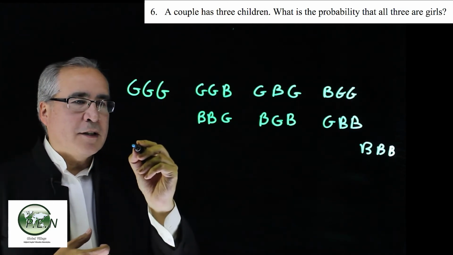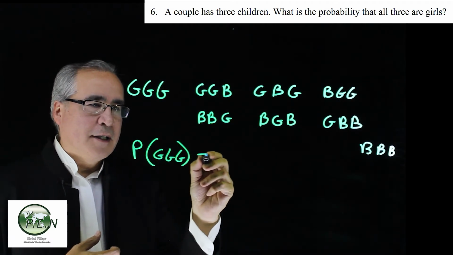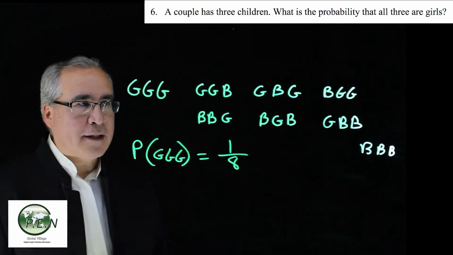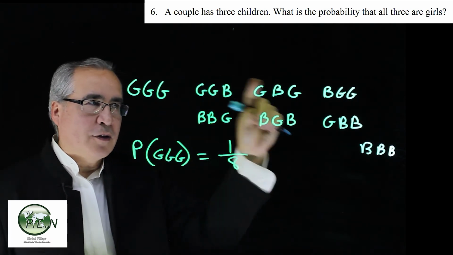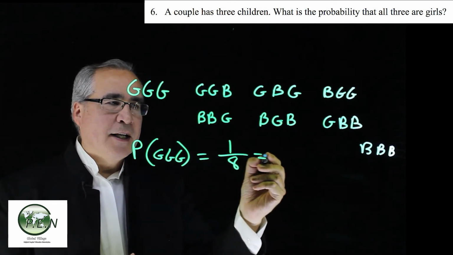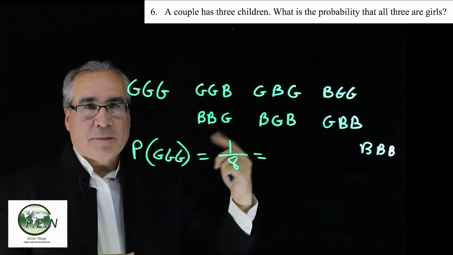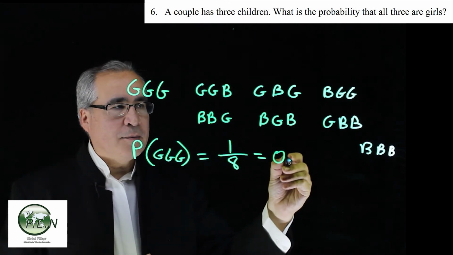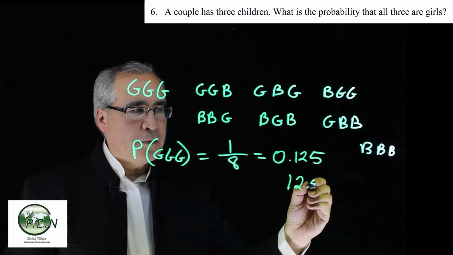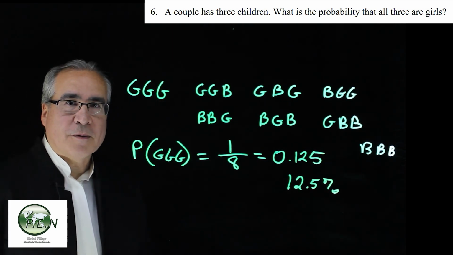And the option we want is the probability that they're all girls. Well, there's one of those options out of 8. Our probability is 1/8. The important part of this problem was learning about the counting that's necessary to come up with this 1/8. This is the answer in the back of the book, but if you want to use the decimal and the percentage, 1 divided by 8, 0.125, move the decimal over 2 places, and you have a 12.5% chance of having a 3-child family with all girls.